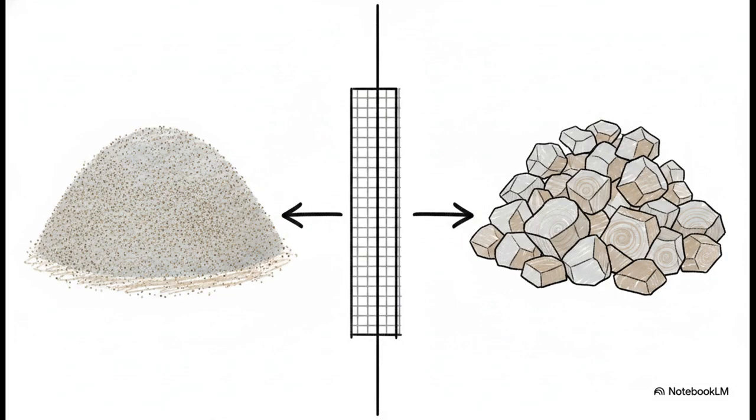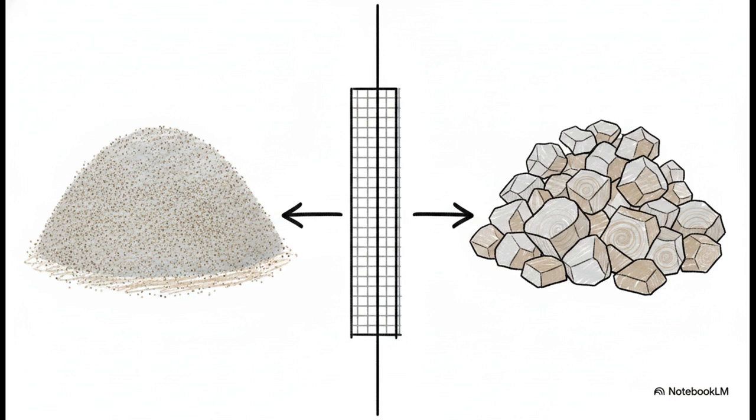Practically speaking, we split these aggregates into two broad categories using a very strict size cutoff, 4.76 millimeters. On one side, you have fine aggregate. This is mostly sand, crushed stone, or stone screenings that fall below that 4.76 millimeter mark. And this fine stuff usually makes up about 35 to 45% of the total aggregate mass.